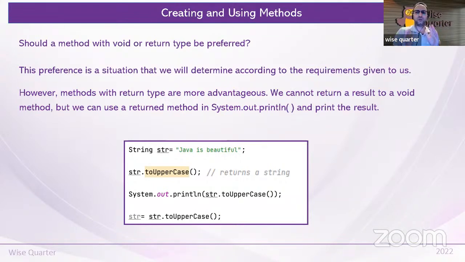If you want to print something, use the void return type. That's all. You just need to remember that. If you only want to print something when you call the method, the return type is void. That's all we should remember.